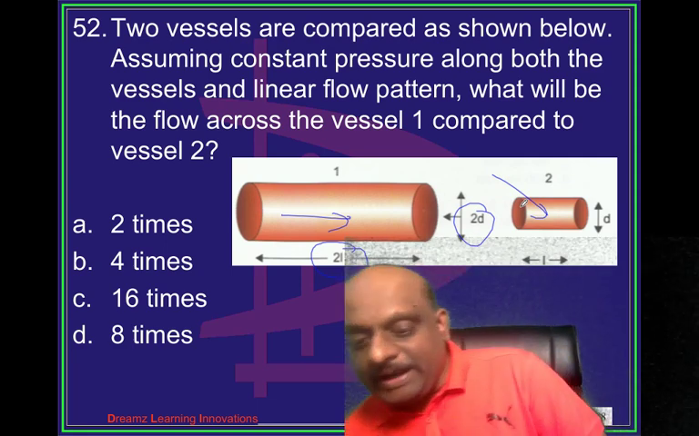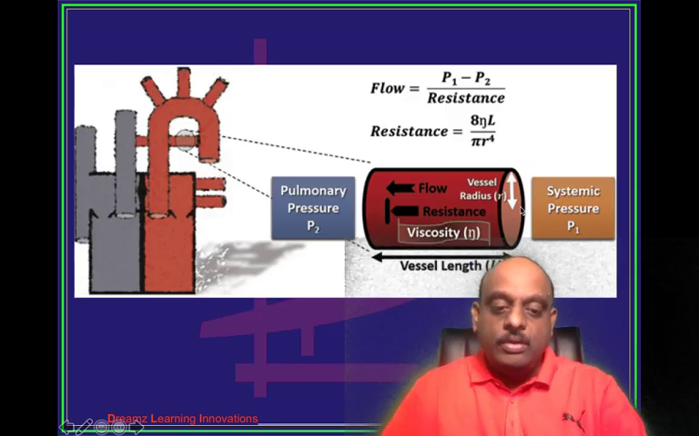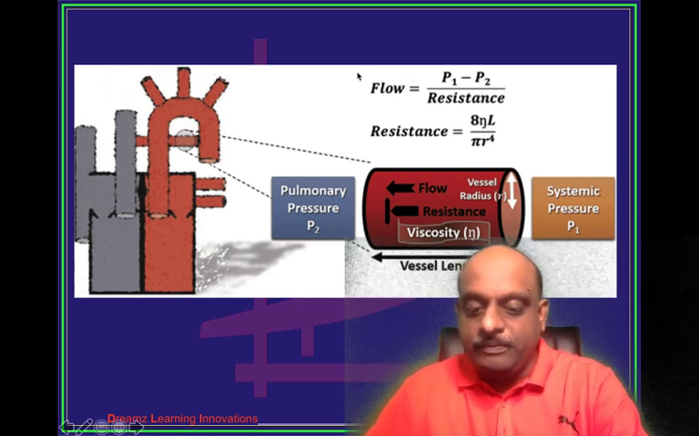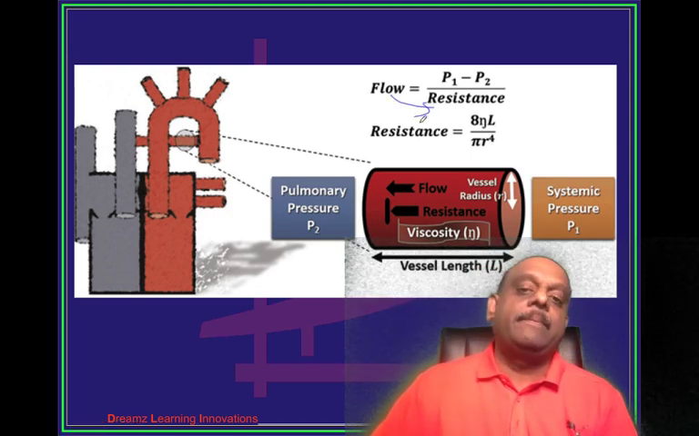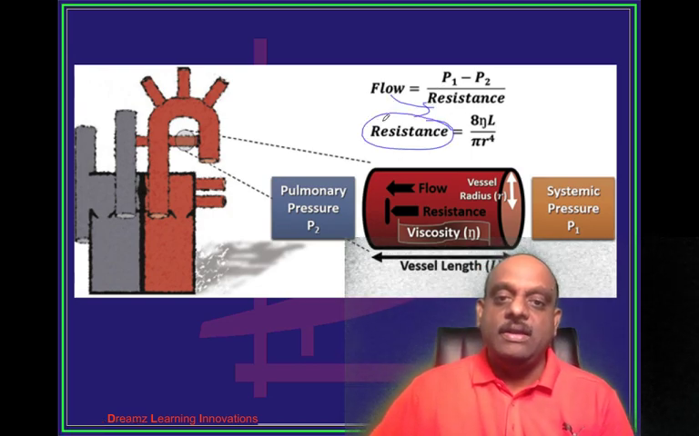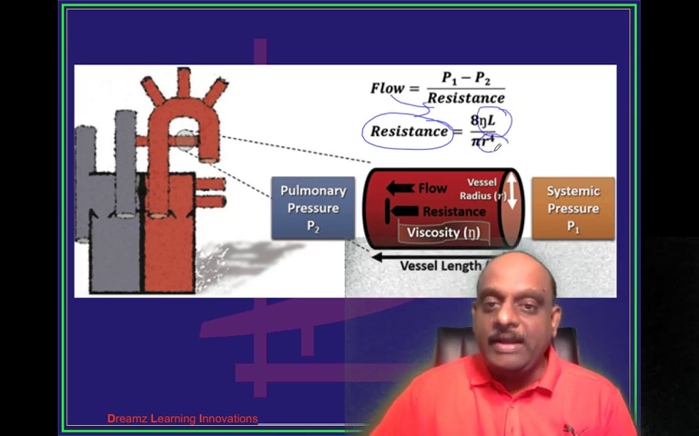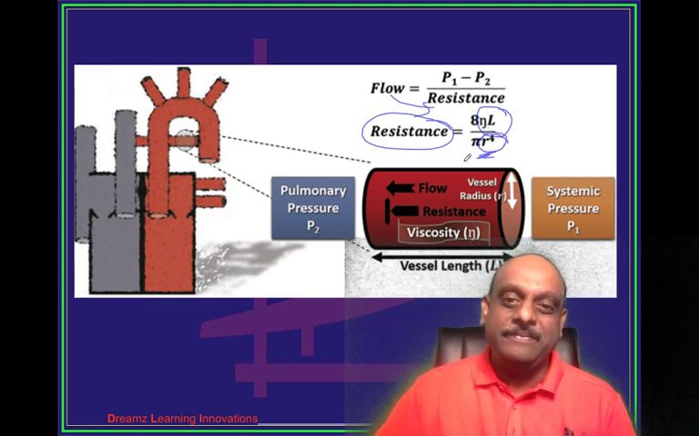अच्छा, इसका फंडा क्या है देखेंगे. So, if you look at the flow, doctor, flow is inversely proportional to resistance. Resistance is directly proportional to length and inversely proportional to the fourth power of the radius.